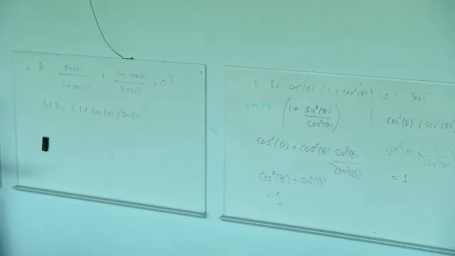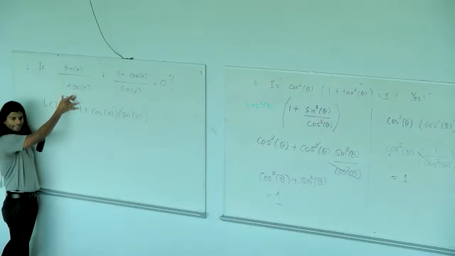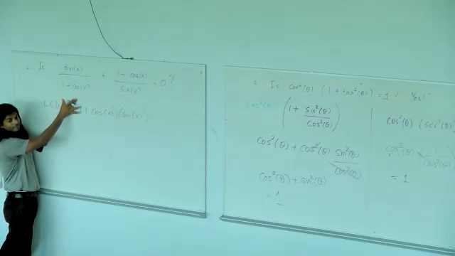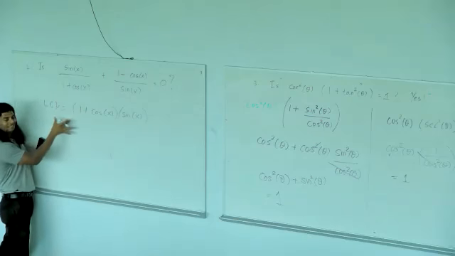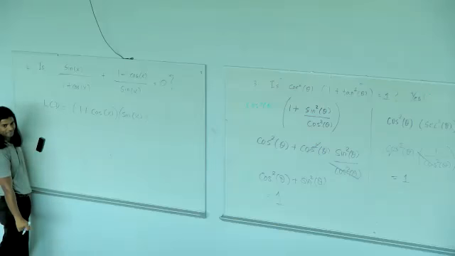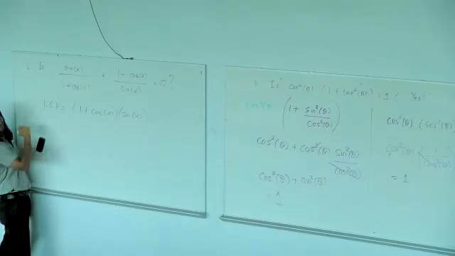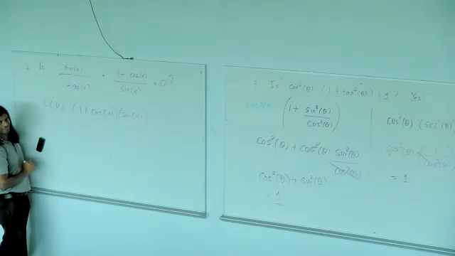Well, I have 1 plus cosine x in the denominator. What am I missing? Very good. Yes. I have 1 plus cosine x. What am I missing? Look at this, look at that. What are you missing? Sine. Sine, okay.